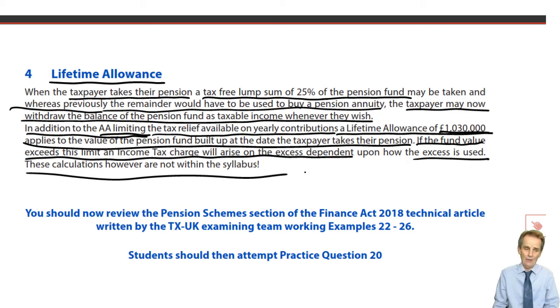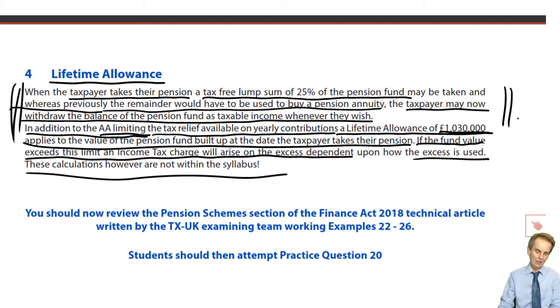So you've simply got to be aware that there is a limit in relation to the size of the fund from which then you can enjoy the system as it's laid down there in terms of a tax-free lump sum and in terms of how the drawdown or annuity system works. But if your fund has exceeded 1,030,000, then there'll be additional tax charges when you take your pension. We don't need to know about that.